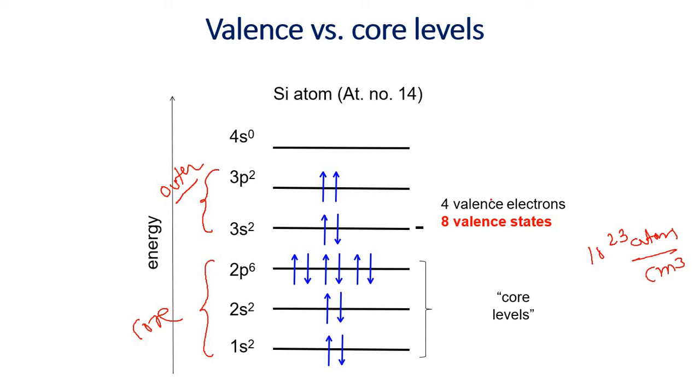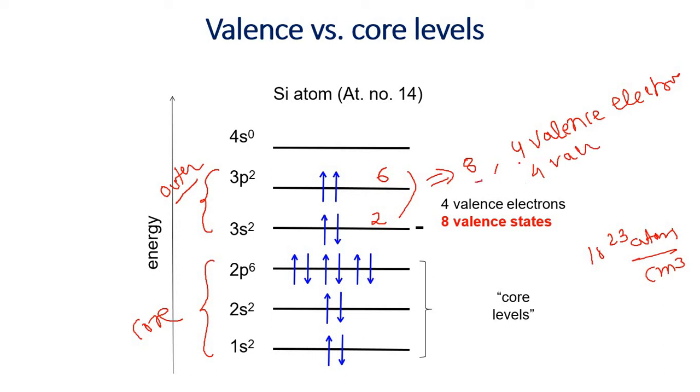It has 4 valence electrons, and 8 states are there, because 6 states in p and 2 in s. The total number of states is 8. How many are filled? 4 valence electrons. The outermost orbital is called the valence shell. So 4 valence electrons are there and 4 vacant states are there, total 8 states. 4 are filled with valence electrons, and 4 are vacant. These are core levels. It has the atom plus core electrons.